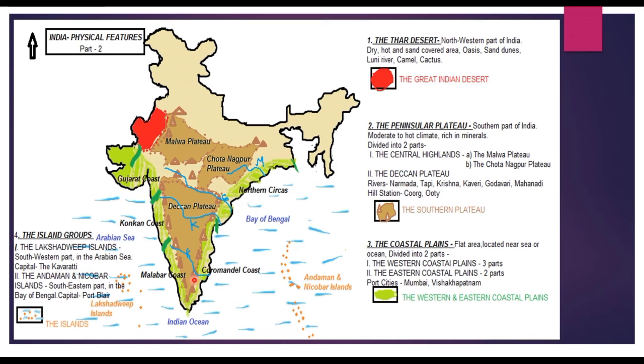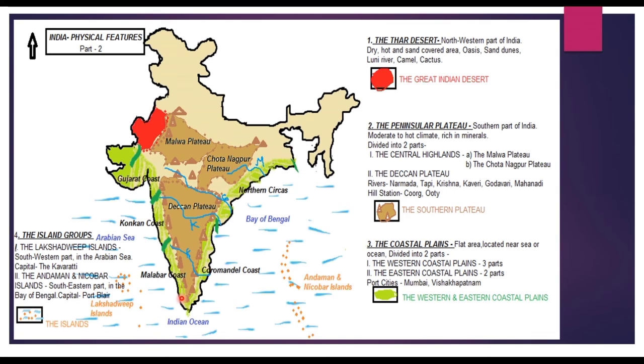The western coastal plains are located between the Western Ghats and the Arabian Sea. These plains extend from Gujarat to Kerala and are divided into three parts: Gujarat coast, Konkan coast and Malabar coast.